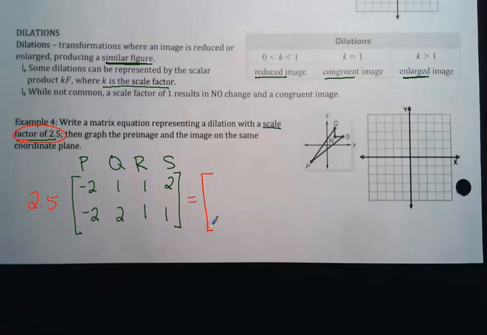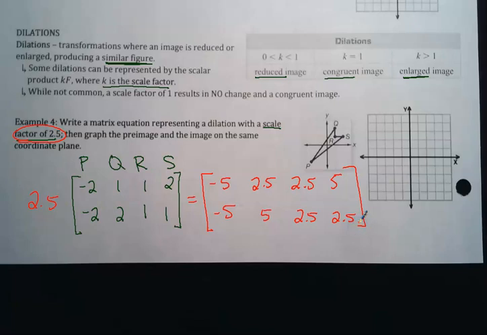2.5 times -2 is -5. 2.5 times 1 is 2.5. 2.5 times 1 is 2.5. And 2.5 times 2 is 5. 2.5 times -2 is -5. 2.5 times 2 is 5. 2.5 times 1 is 2.5. And 2.5 times 1 is 2.5.